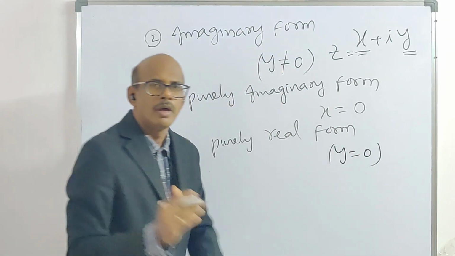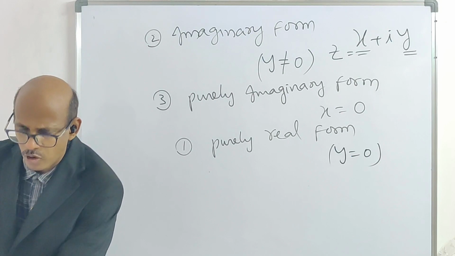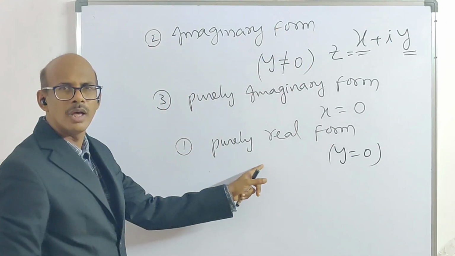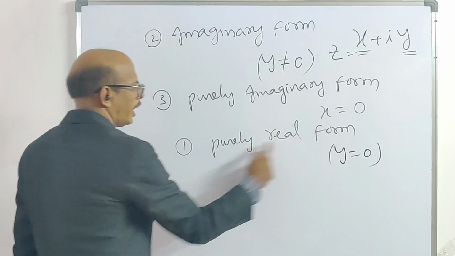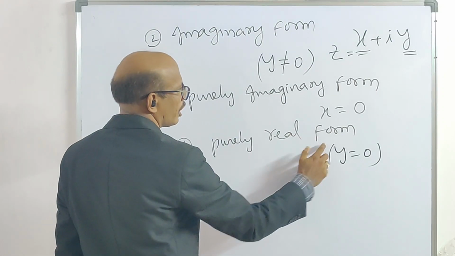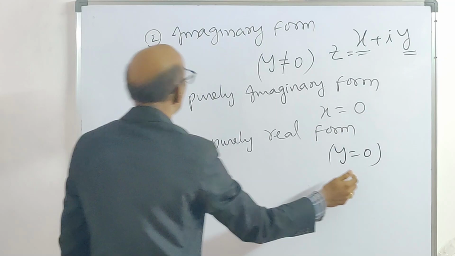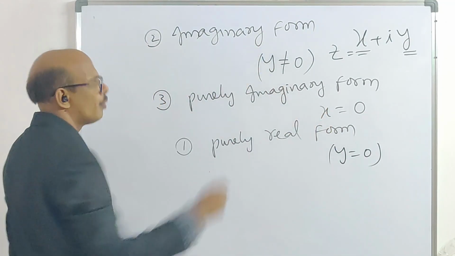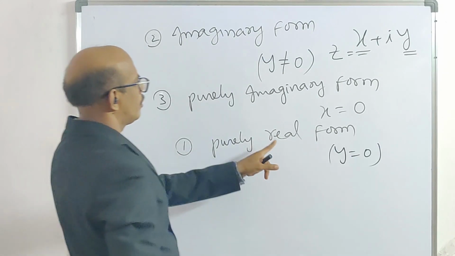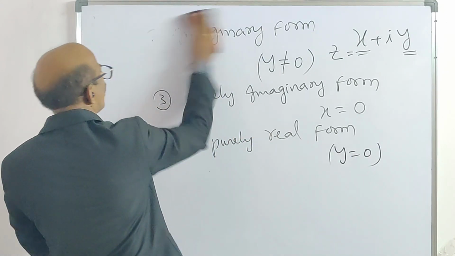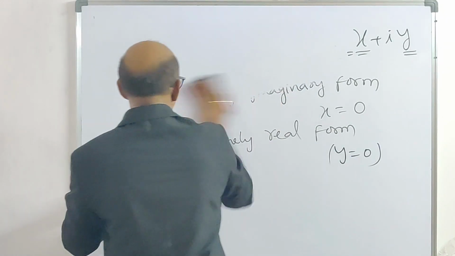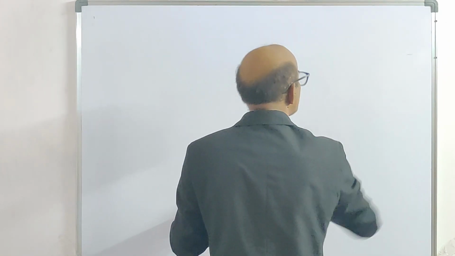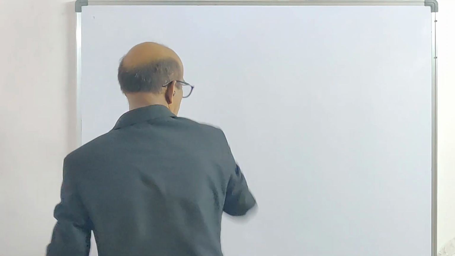I think clarity is required for all three forms that are there in the video, on this picture. Purely real form, y equal to 0. Purely imaginary, x equal to 0. Y not equal to 0, it is called imaginary form. So there is clarity about all three basic forms of complex numbers.